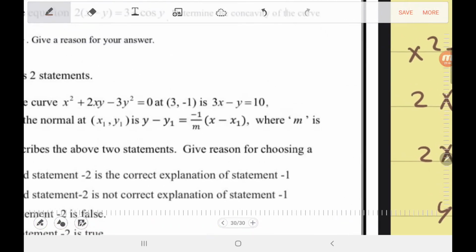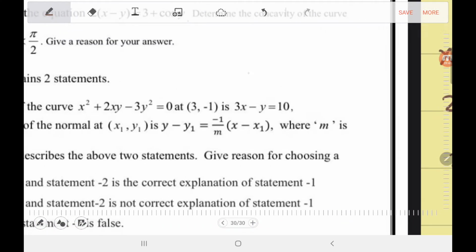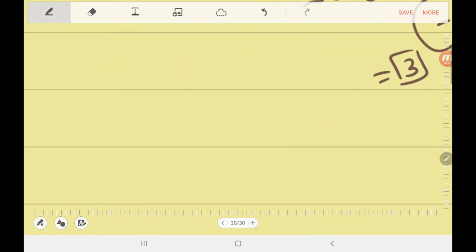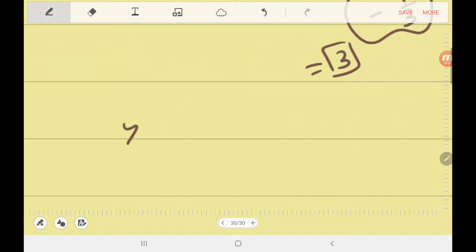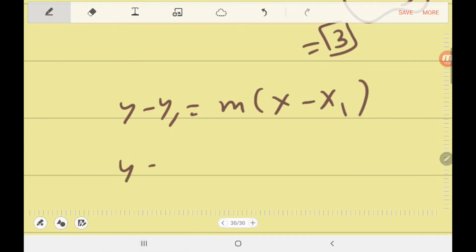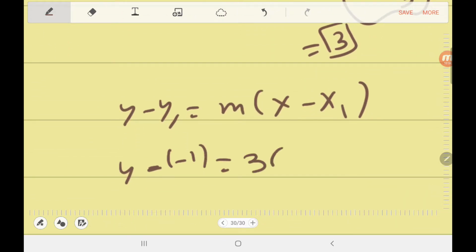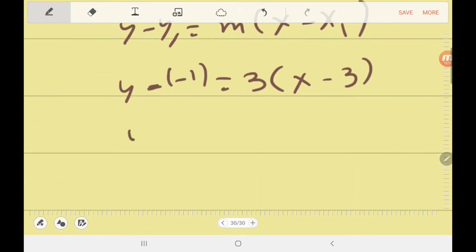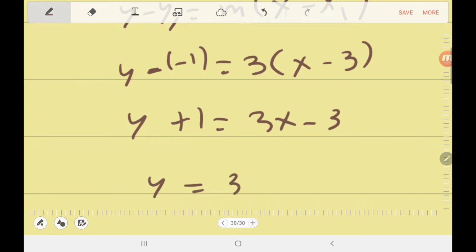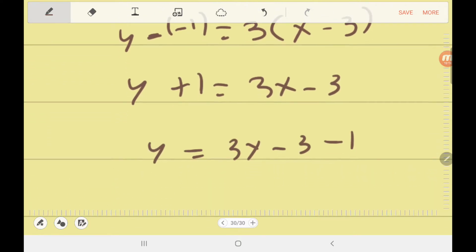Let's check the gradient in the normal equation. Yes, it is 3. Correct. But still, if you want to write the equation of the normal, we need to write y minus y1 equal gradient times x minus x1. So it's y minus y1, which is minus 1, equal gradient 3 times x minus 3. So it's y plus 1 equal 3x minus 3. So y equal 3x minus 3 minus 1. So y equal 3x minus 4.